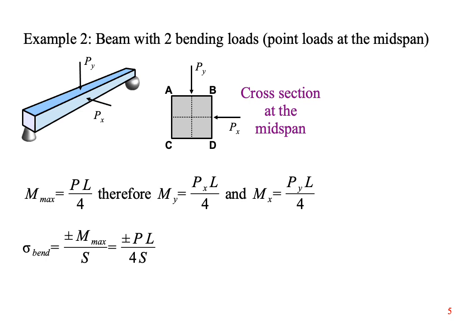From Appendix F, when the point load is at the midspan, the maximum moment is PL over 4. The moment about the vertical y-axis is the horizontal load times L divided by 4. And the moment about the horizontal x-axis is the vertical load times L divided by 4. Bending stress is moment divided by section modulus. Let's split the problem into two problems, calculate the bending stress at each corner point for each load, then add up the stresses to find the combined stress values.